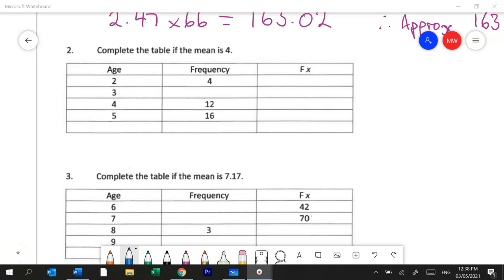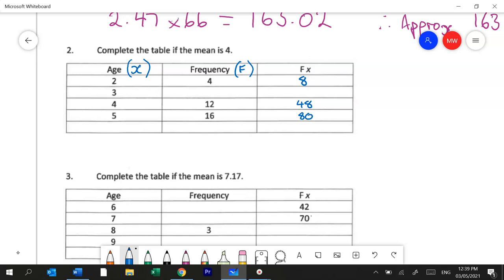Question 2's got us filling out a basic table, but it's missing information. So we're just going to fill in everything that we can, and then we're going to turn to algebra to try and work out the parts that we don't know. I do know that the FX column is the score, which is in this case age, multiplied by the frequency. So 2 times 4 is 8. I've got 4 times 12, which is 48. And I've also got 5 times 16, which is 80.